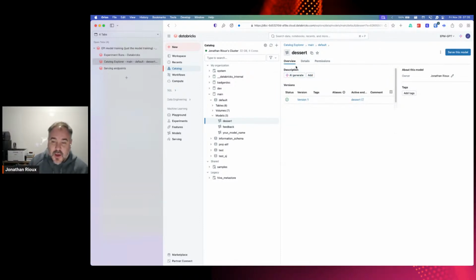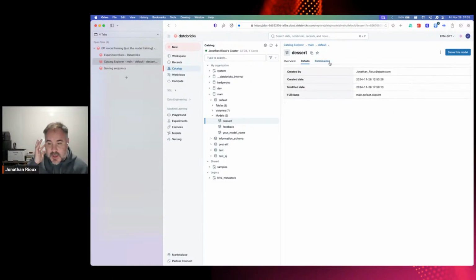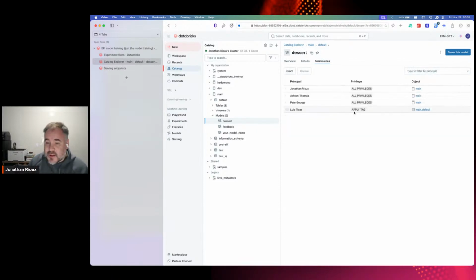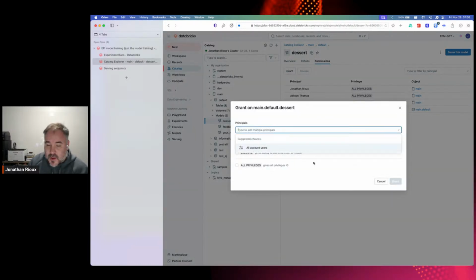But you can use the description to describe what your model is about, what some of the restrictions are that you have, who owns it. You can change the owner over here, add tags if you want to be able to propagate this into your logs. Details, we're going to skip pretty quickly. And then where it gets interesting is that you can grant and revoke permissions on this. So what I'm going to do today is, those are inherited because of the default of the main over here. But I could grant access to all account users over here to execute the model or apply tags to it.